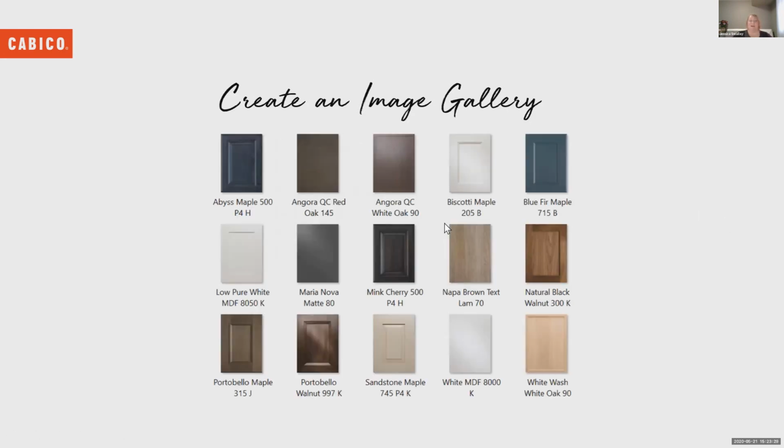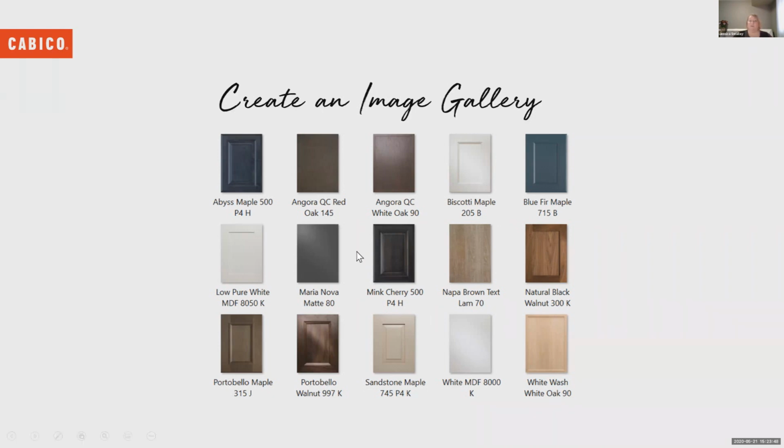So I have one folder for Elmwood doors and finishes. I have another folder for unique doors and finishes. That's what's shown here. And I typically just name them by the finish and the door style so that I know exactly what they are.